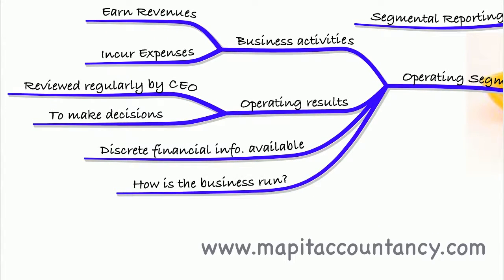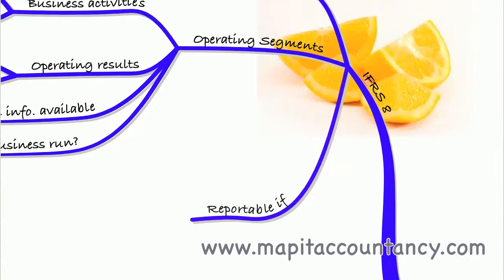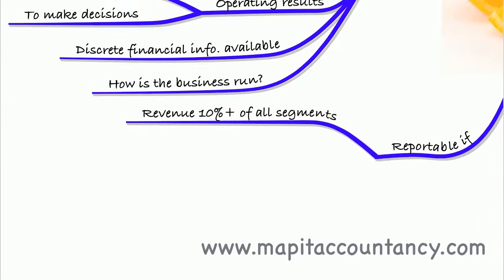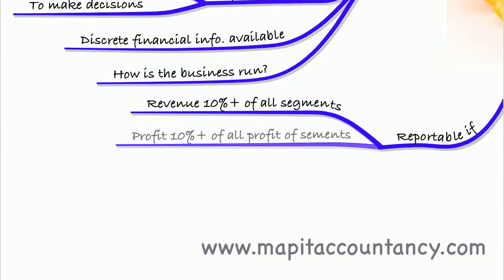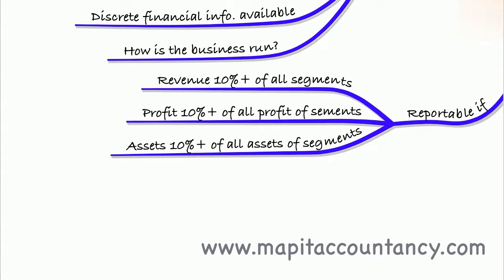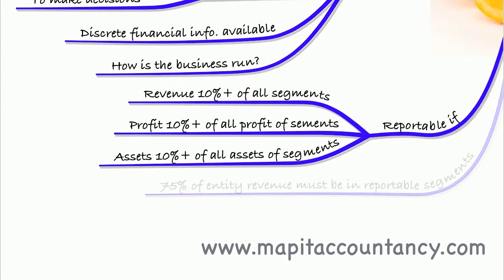The next question is, how do we actually report it? Well, it's reportable if it makes up 10% plus of total revenue, 10% plus of total profit, and 10% plus of the total assets of the entity. So if it meets any of those criteria, well then yes, it goes into our segmental report.